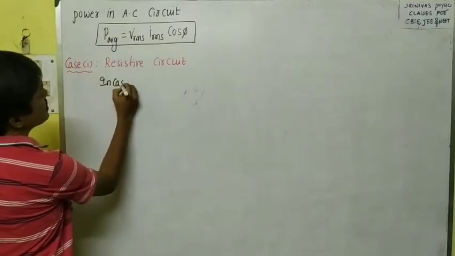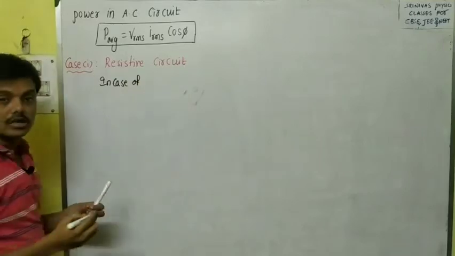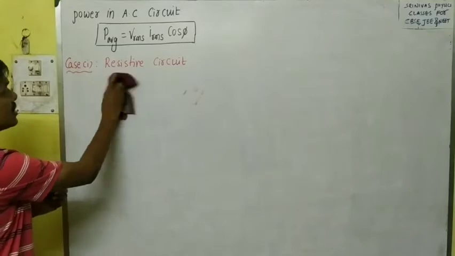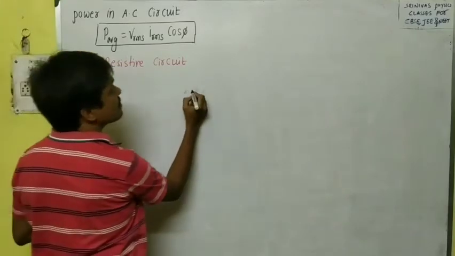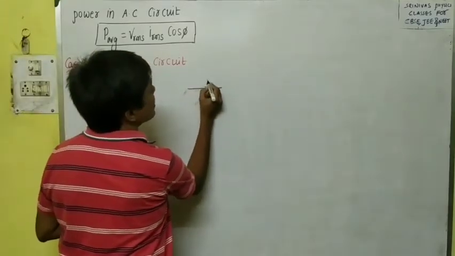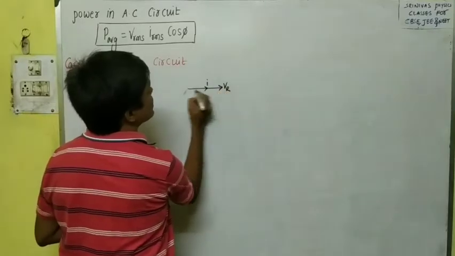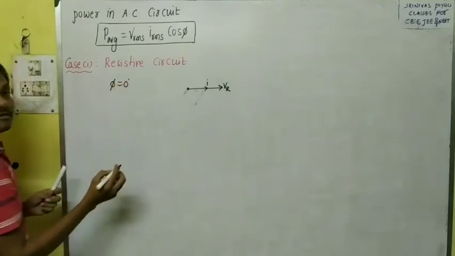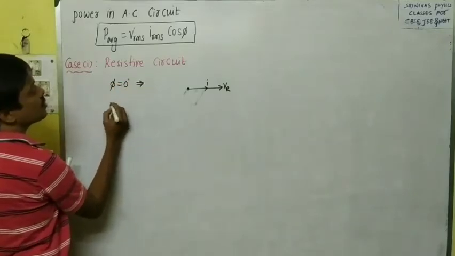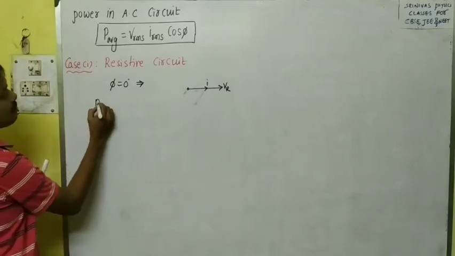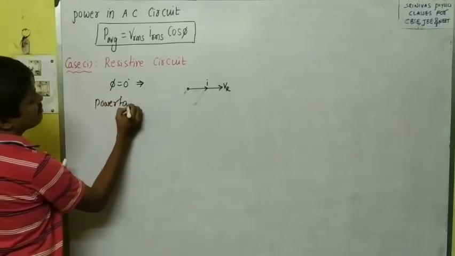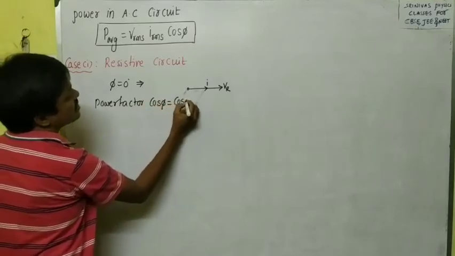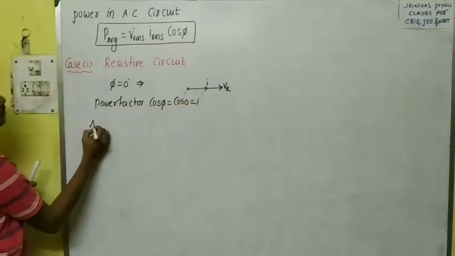In the case of a resistive circuit, we know that the current and voltage are in the same phase. The voltage across the resistance is in the same direction as the current. The phase difference is 0 here. When the phase difference is 0, what about the power factor? The power factor is cos phi, which is cos 0, that is 1.